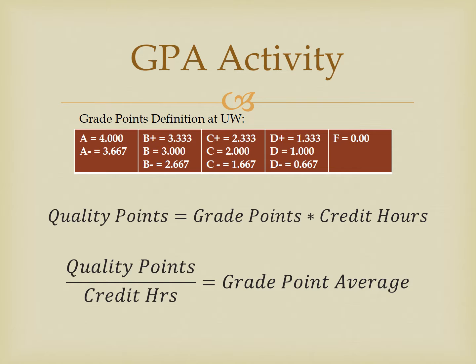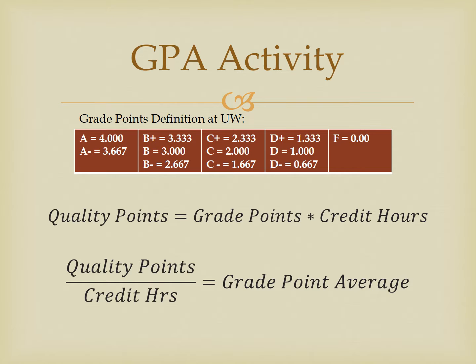Listed on the screen are the grade points that UW uses for each grade. UW carries it to the 1,000th. So for example, an A minus is a 3.667. And as we look, a C minus is a 1.667. So a C minus is below the academic standard of a 2.0 that keeps students in good standing.